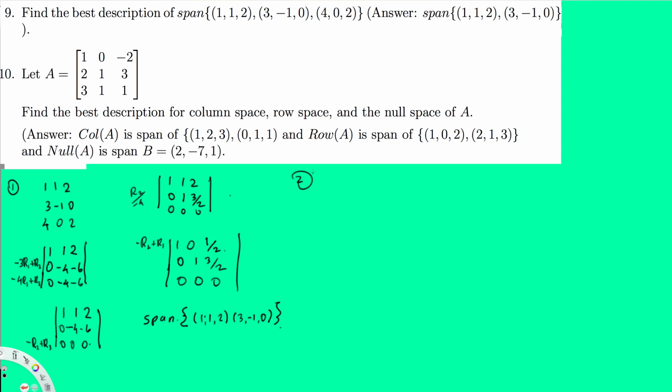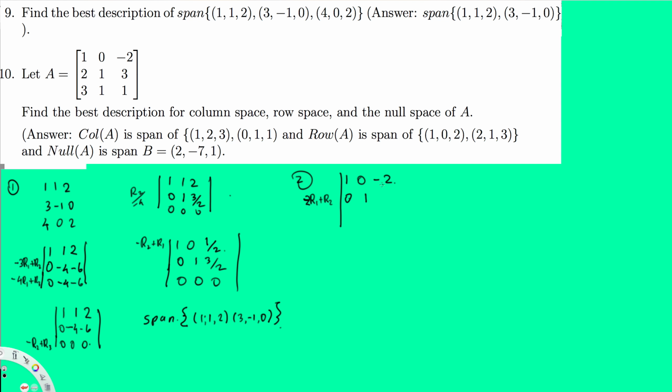The second question is asking about column space, row space, and null space. To find these things, I have to do Gauss-Jordan for this matrix. So if I do that, let's see what I get. To make the second row and third row first column into 0, I can multiply the first row by -1 and add it to the second row. So -r1 plus r2, and -2r1 plus r3, is going to give us 0 right here, and this is going to be 1.